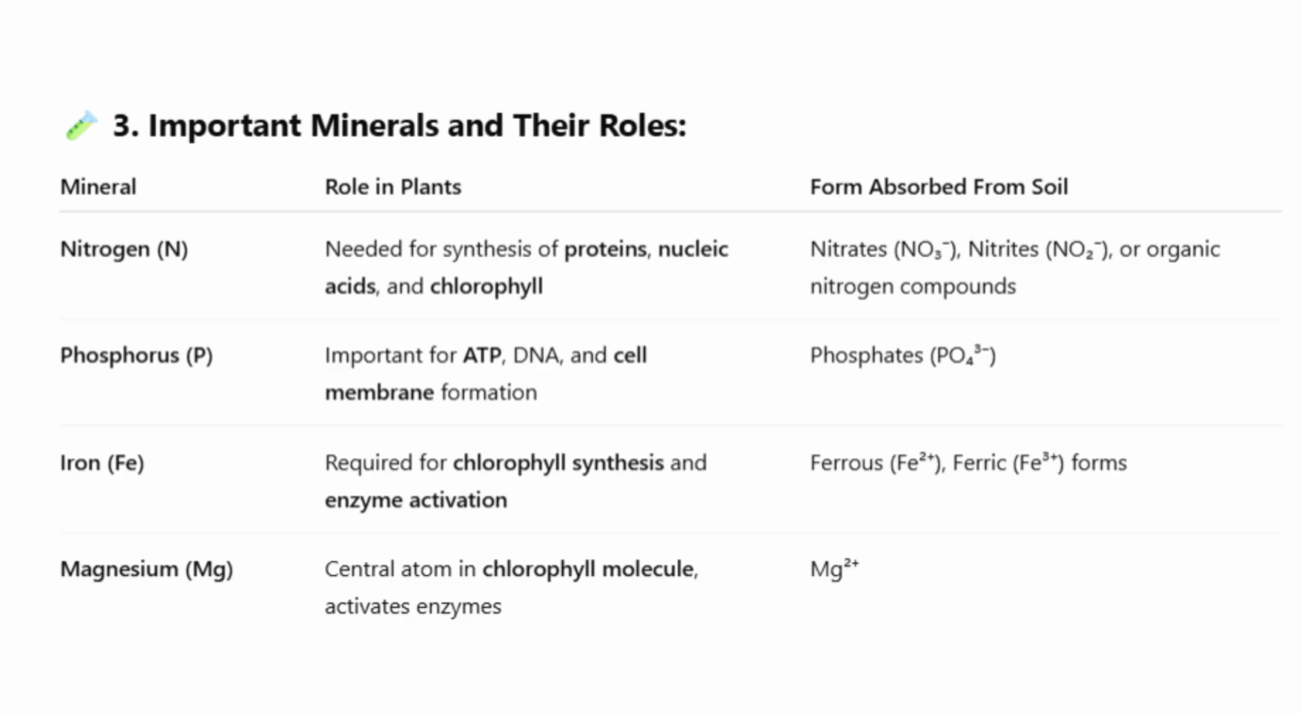Phosphorus, P, important for ATP, DNA, and cell membrane formation; absorbed as phosphates, PO4 3-. Iron, Fe, required for chlorophyll synthesis and enzyme activation; absorbed as ferrous, Fe 2+, or ferric, Fe 3+, forms. Magnesium, Mg, central atom in the chlorophyll molecule, activates enzymes; Mg 2+.